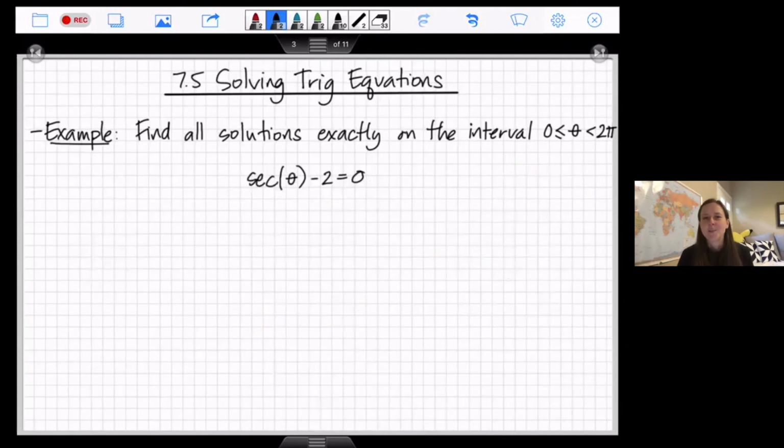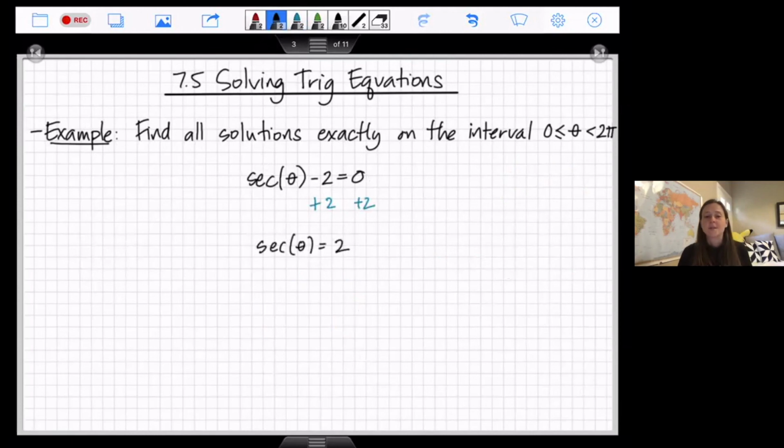All right, one more example. What do we do when we run across these reciprocal functions here? I've got secant theta minus 2 equals 0. So my first step is just the one that I've been using. Get that theta term by itself, add 2 to both sides. I get secant theta is equal to 2.